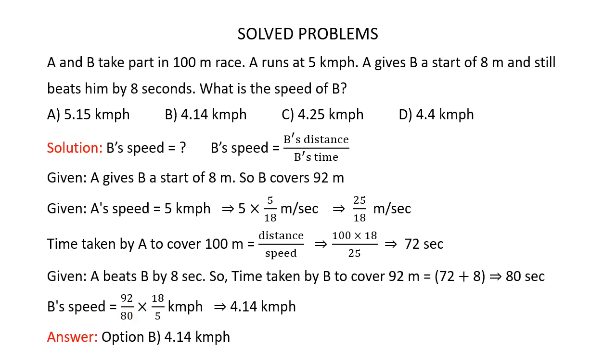But since all the answers are given in kilometers per hour in the options, let's convert this meters per second to kilometers per hour by multiplying with 18 by 5. So B's speed is equal to 92 divided by 80 multiplied by 18 by 5, which is 4.14 kilometers per hour. So the correct answer is option B, 4.14 kilometers per hour.